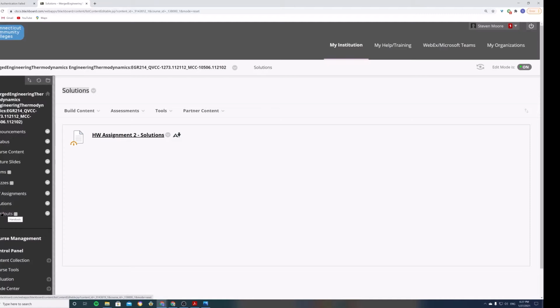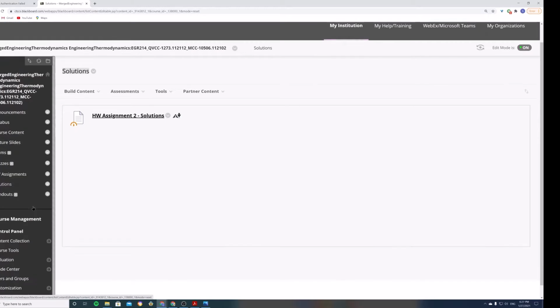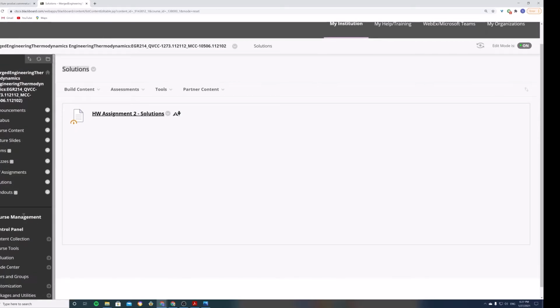Handouts: if I have some handouts during the semester I want to give to you, I'll use that. And then lecture slides, which pretty much follow along with the textbook for the course, so it's not much different there. One more thing I'm going to put in here, which I haven't yet, is the discussion board.